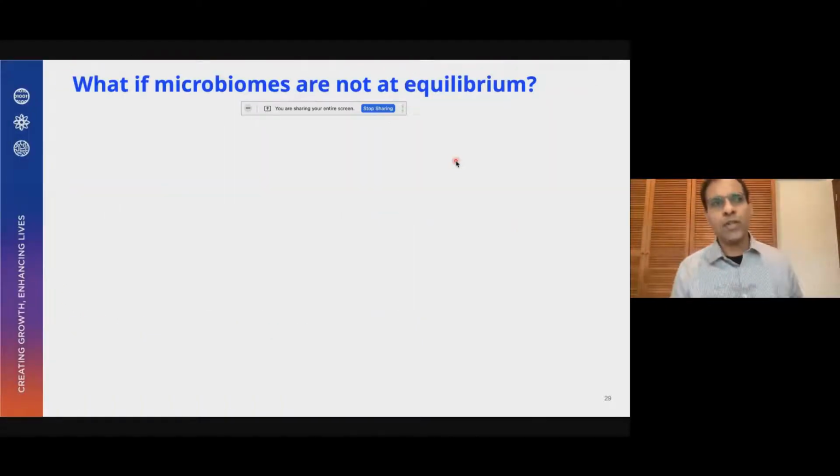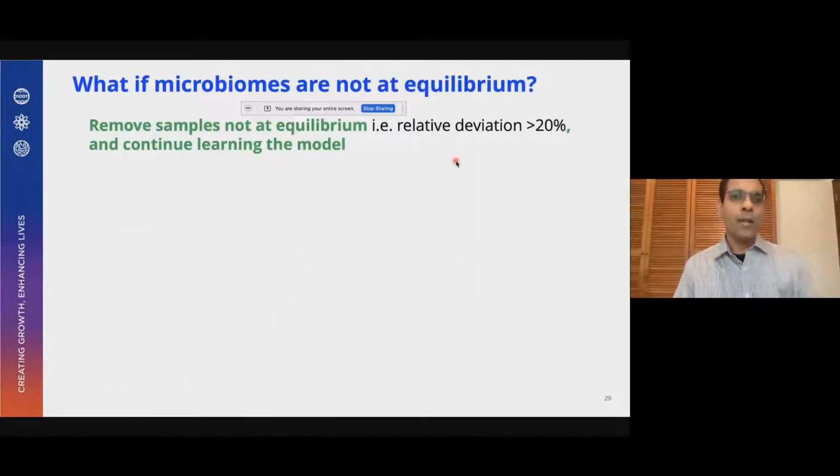Okay, so there was a huge assumption in what I started saying: that the microbiomes are at equilibrium. But what if the microbiome is not at equilibrium? What do you do in that situation? Well, here's perhaps a lazy solution, but something that could work. You identify samples that are not at equilibrium using a very stringent threshold, where the relative deviation of that sample from equilibrium is greater than 20%. If that's the case, remove the sample from your training and continue learning the model.